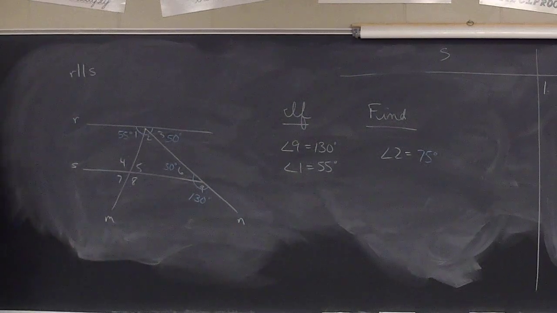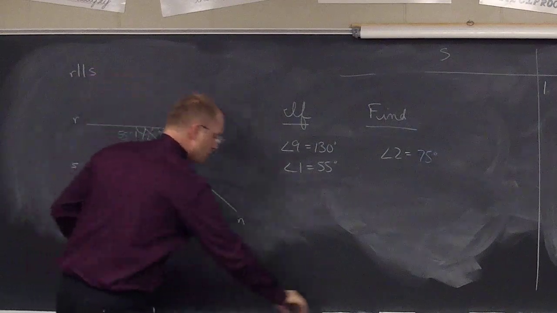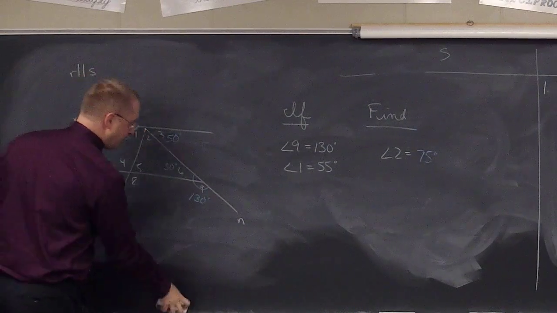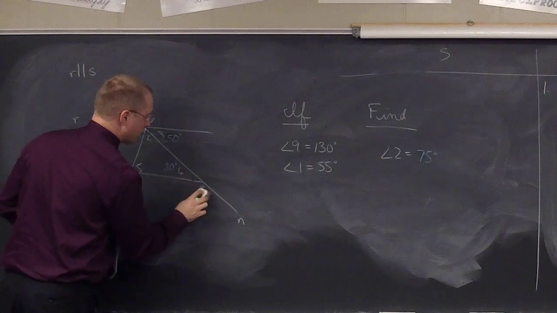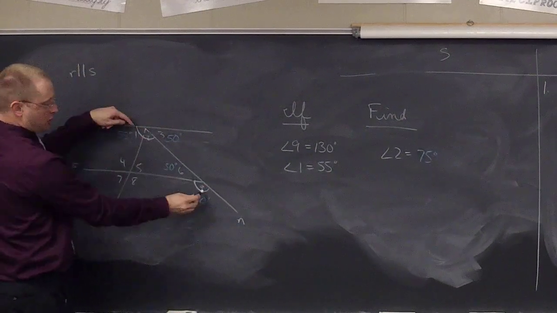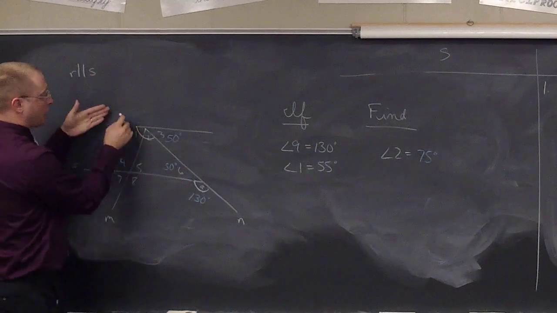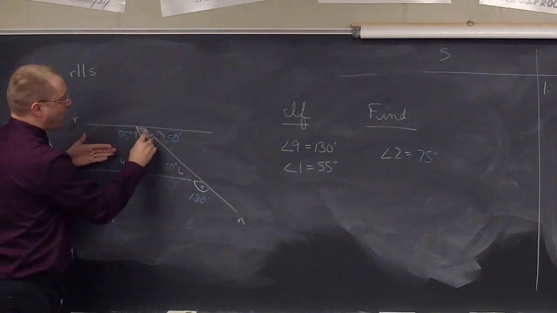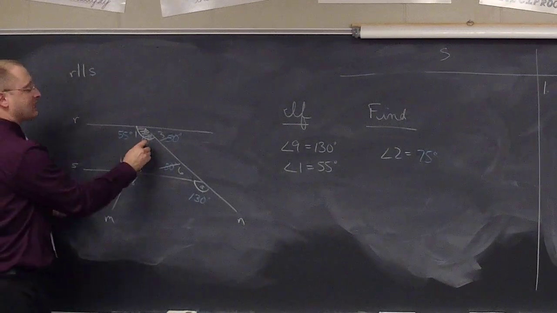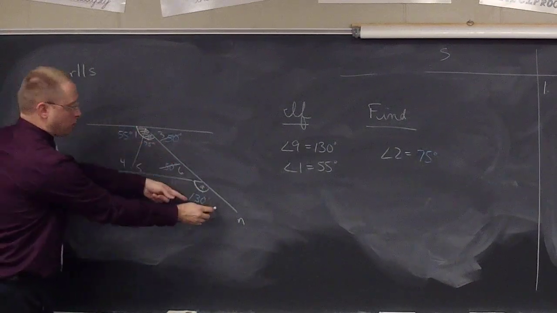Dylan? I said that angle 1 plus angle 2 is equal to angle 9 because they correspond. There we go. The corresponding angle of 9 right here is the combined 1 plus 2, right? They're corresponding angles. So collectively, this all adds up to 130 degrees. Well, how many degrees are we missing? We're missing 75 of them to collectively equal the 130.